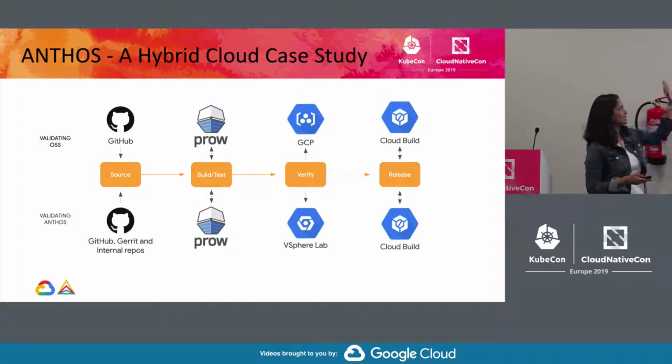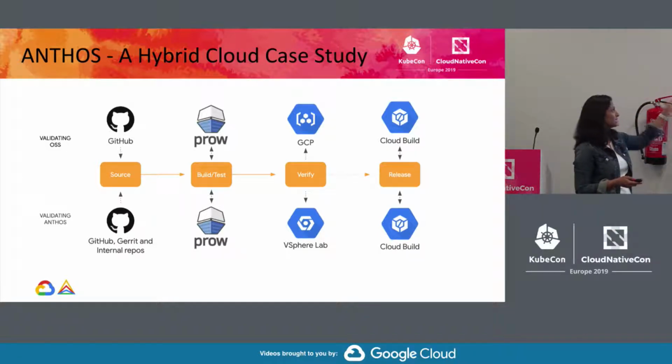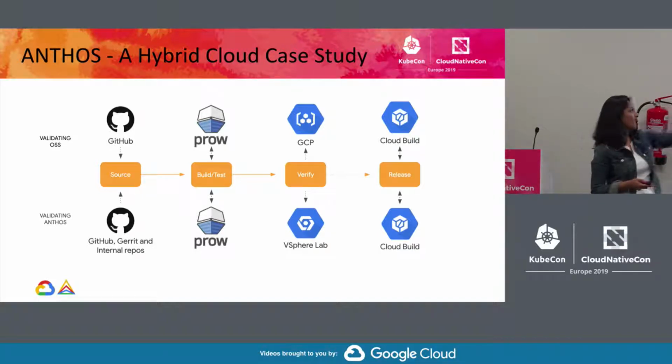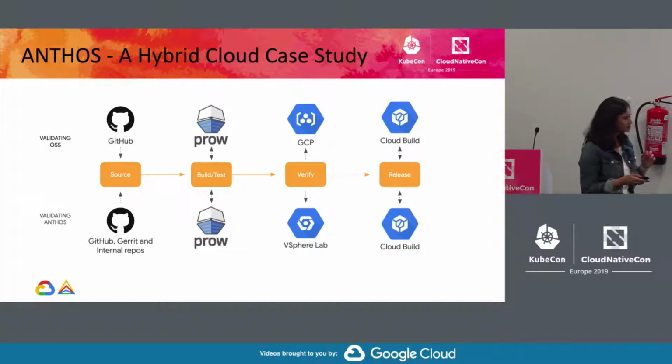So this is a little bit about the landscape. In OSS, we develop on GitHub. We use Prow to build and test and verify things on GCP, and then we release using Cloud Build. ANTHOS, as you see at a very high level, is very similar, but instead we use Gerrit and internal Git on Bob repos for our development. And the deployment, as I said, since it's an on-prem project, we deploy the cluster on vSphere.